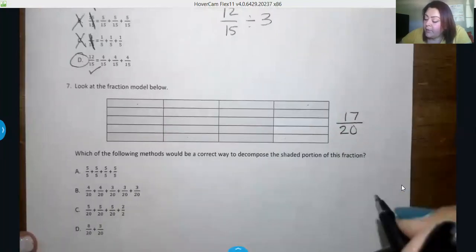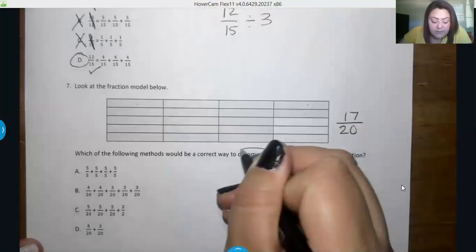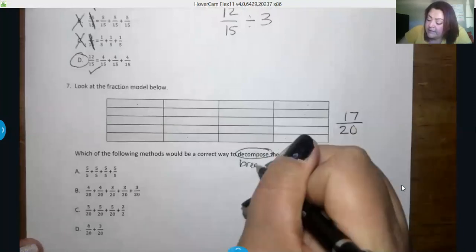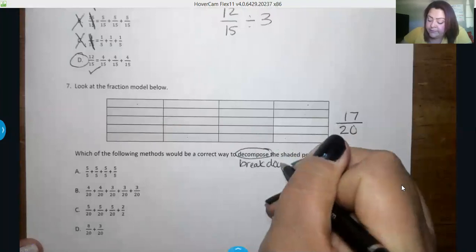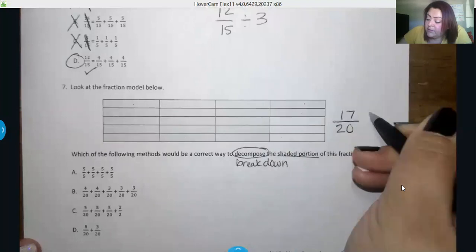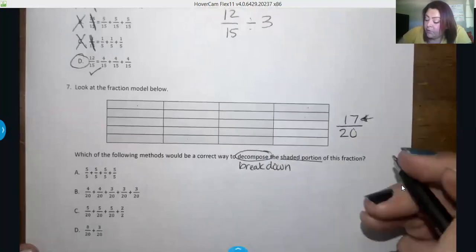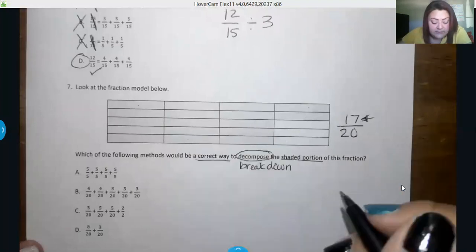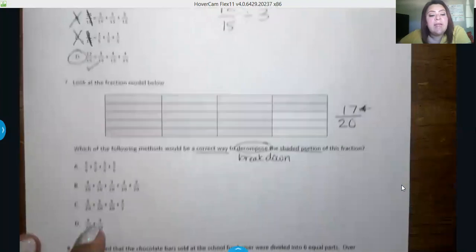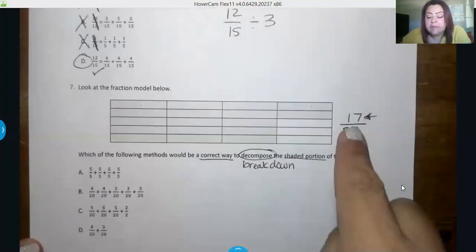Now, they want us to find the correct way to decompose. And remember, when we talk about decompose, that also, again, means to break down. Don't forget, okay? Break down the shaded portion. The shaded portion is my top. It's 17. So we're going to find the correct way to do this. What we need to do is go through each of these, and we're going to add them up to see which one actually comes out to 17 20s, okay?